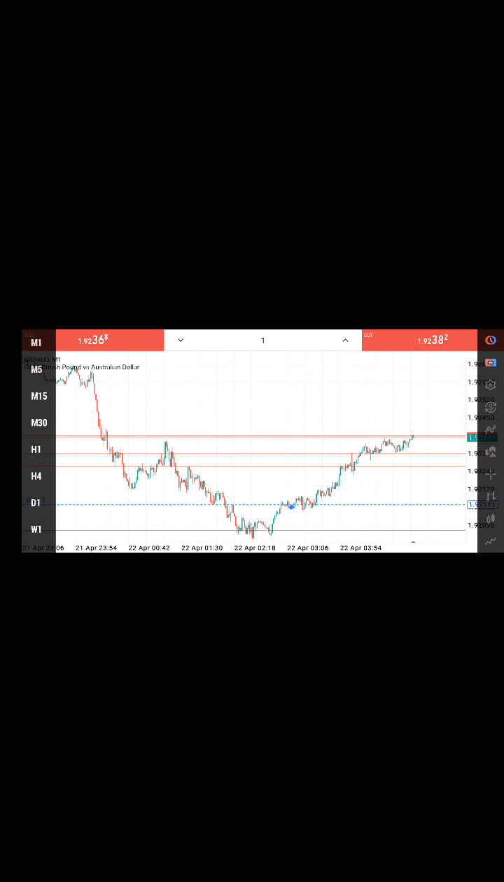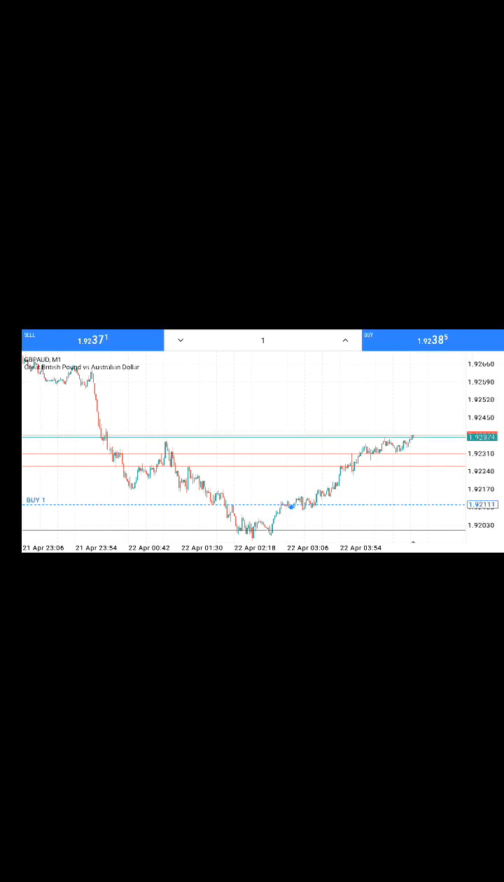Now this is our 1 minute time frame, and you can see what is happening around this 1 minute time frame. Now see, we have a break of structure first. Also we have a change of character, and also a liquidity sweep. So let me show you everything. This is our order block.